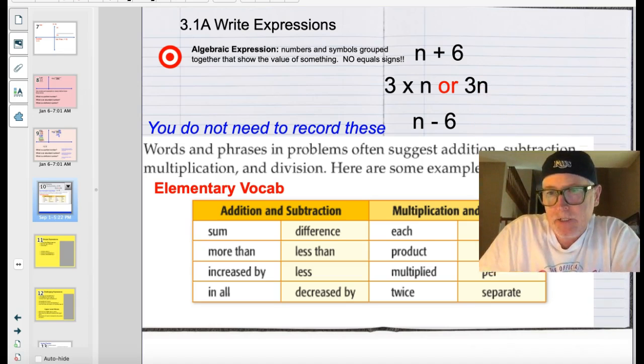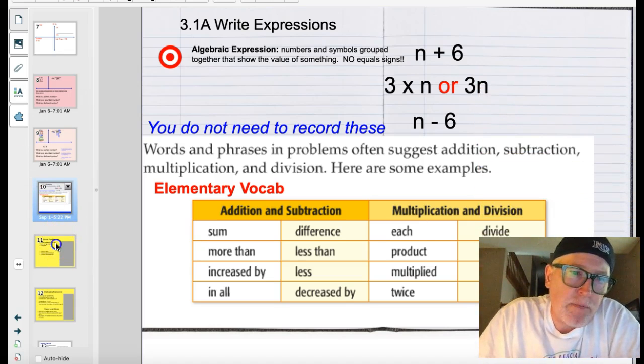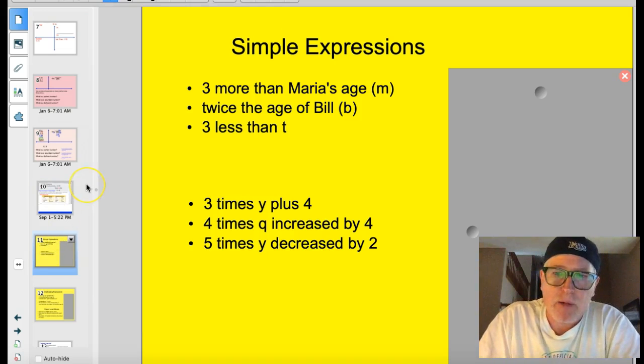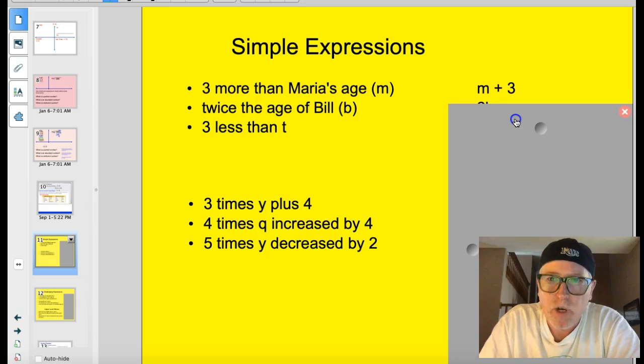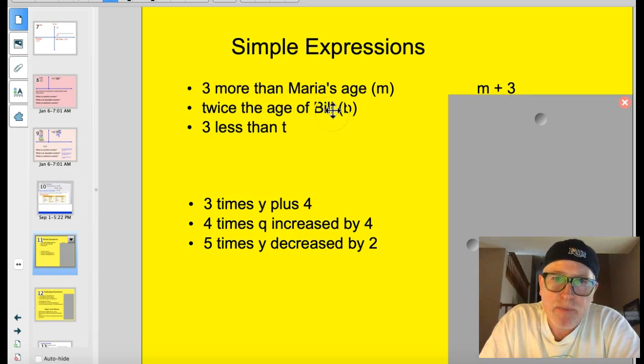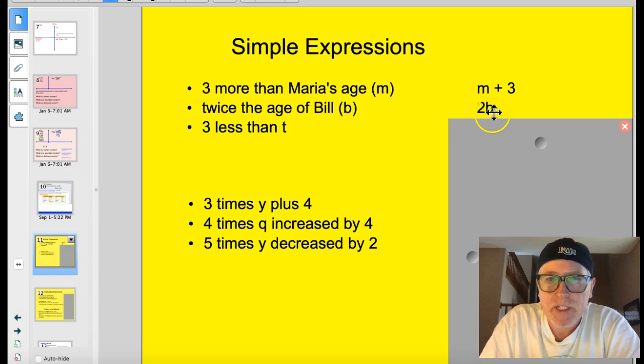All right, let's go down and do a few problems just together. These are not your guided problems. I'll get to those shortly. 3 more than Maria's age. These are just simple ones. We'll just kind of baby step with them. 3 more than Maria's age. Well, here's Maria's age, and it's 3 more. It's n plus 3. Twice the age of Bill, and Bill is B. There's going to be 2B. Here's twice Bill's age.